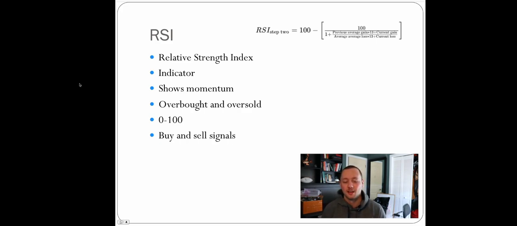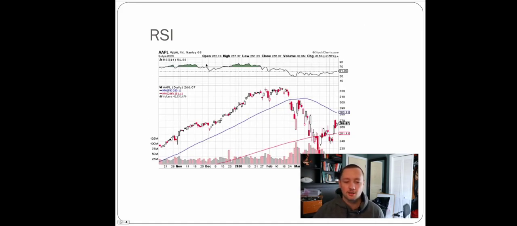So if we see a trend going downwards or we see a trend going upwards, it shows us how much momentum and how much support that trend actually has. It does this by showing whether a stock is overbought or oversold on a scale of 0 to 100. And using that scale, we can determine different buy and sell signals. Now I've got the formula for the actual calculation up here on the right hand corner, but you don't need to know it.